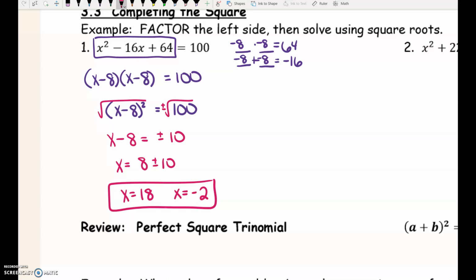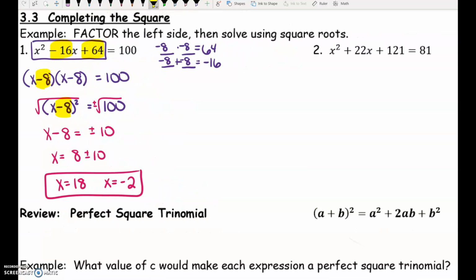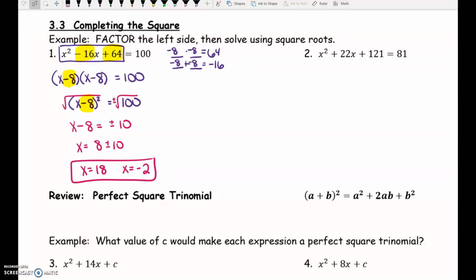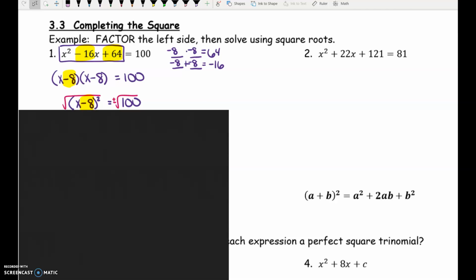Okay, we honestly can skip example 2. What I really want you to notice, think about the number negative 8 and how that number negative 8 relates to negative 16 and positive 64. Negative 8 times 2 is negative 16. Negative 8 squared is 64. Anytime you have something where the middle number is something times 2 and the last number is that number squared, it's called a perfect square trinomial.